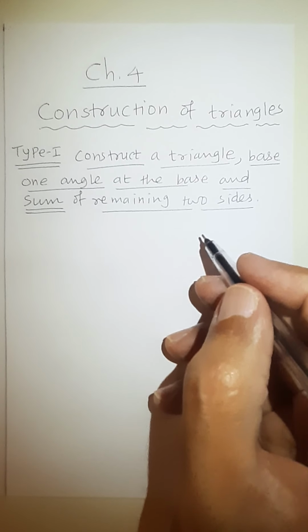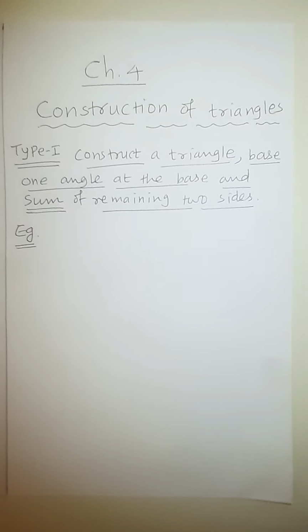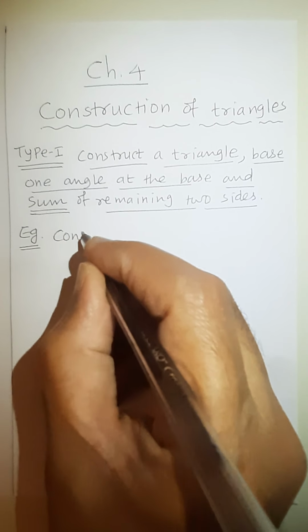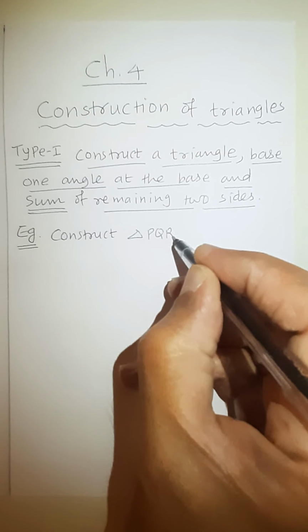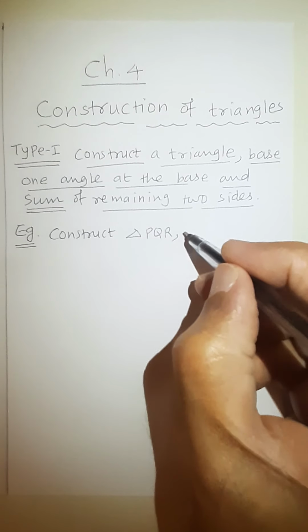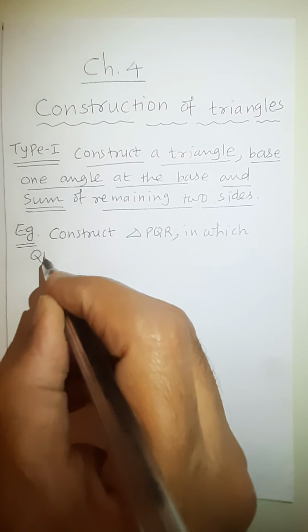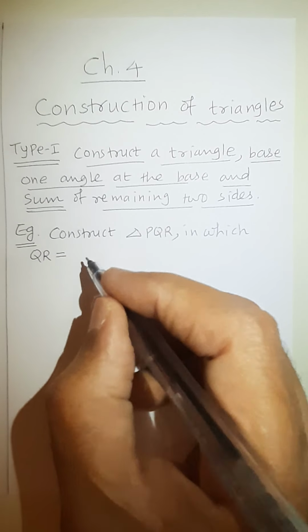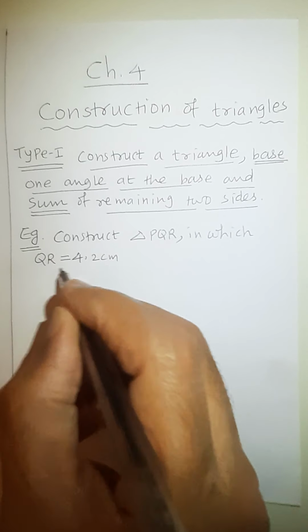Now we'll take an example, as it is given in your textbook. Construct a triangle PQR. I am writing the question, triangle PQR. Now the base is QR, which is 4.2 centimeter. So the base is given.